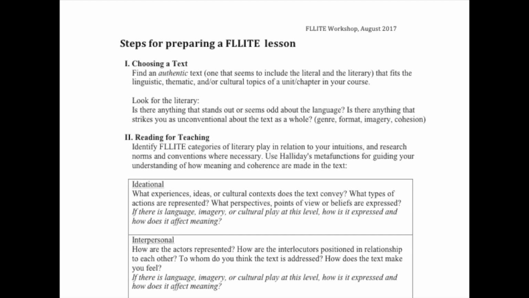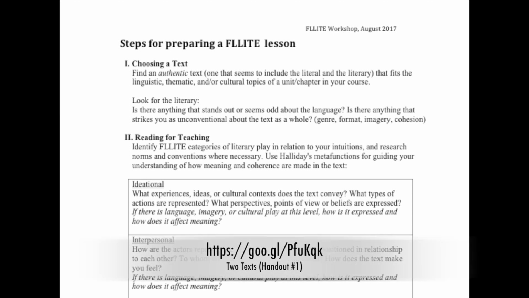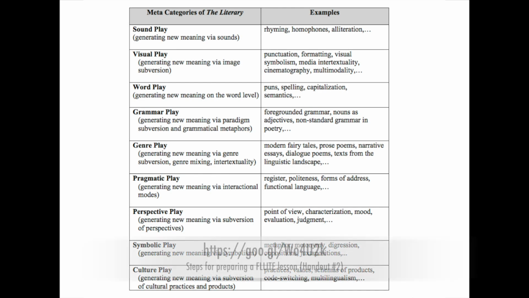of play. So I'm going to ask you to revise or reframe some of your thinking. Go back to what you were originally thinking about what made this first conversation literary. Look at the FLLITE categories of play, and let's see if you can go further in your thinking. And if there is a norm or a convention that you're not sure about, you can do a little bit of quick research online and see if you can come to perhaps a different understanding of what makes this text literary.